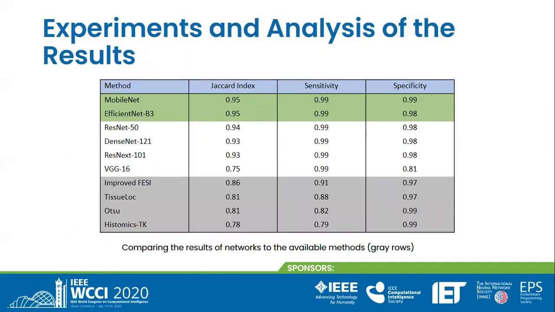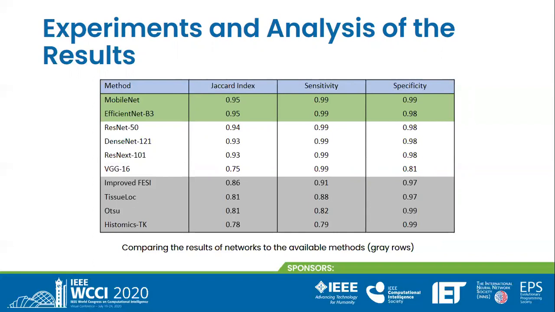We did experiments with 6 different backbones, including MobileNet, EfficientNet-B3, ResNet50, DenseNet121, ResNext101, and VGG16. The performance of the networks were evaluated using 5-fold cross-validation. In order to compare our results against available established methods, we also tested algorithms such as OTSU, TissueLock, HistomixTK, and an improved version of FESI on our dataset.